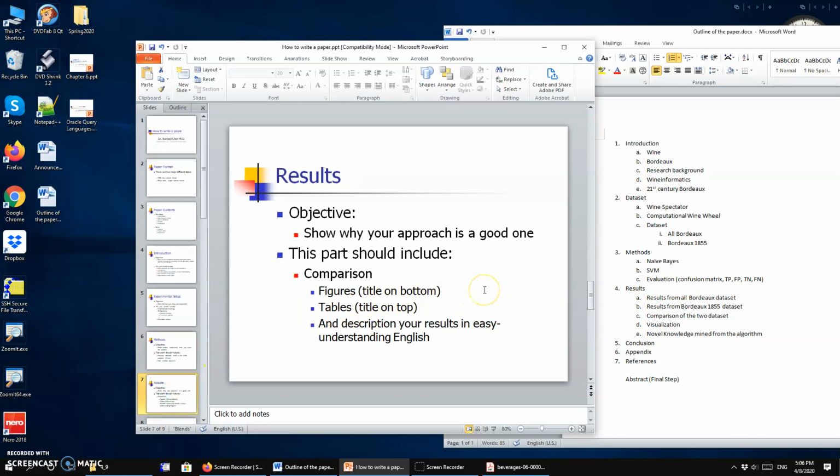And finally, we will move into the result. The result, all of you guys will have different style in the results, because some of your algorithm need to set up different values of parameters.